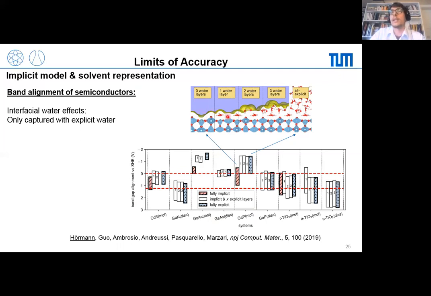However, if we just substitute, let's say, everything but the first water layers with an implicit model, we get very consistent descriptions of this band alignment for these semiconducting systems. So clearly, the interfacial water effects and properties are very important, and clearly they can't be described fully in such implicit models.